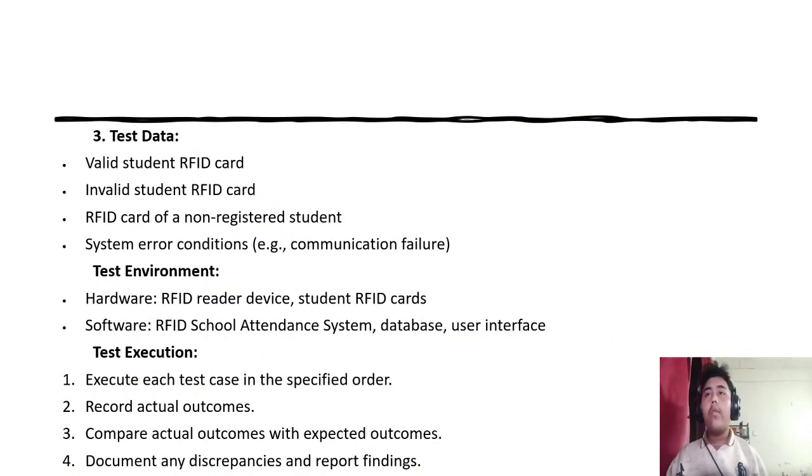So for this test execution, we're going to execute each test case in a specific order. For example, validation of student RFID, invalid student RFID, RFID card for non-registered student, and system error condition. And we're going to record the actual outcome and compare it with the expected outcome. I expect that this system is going to work smoothly without any error. The fourth one is document any discrepancy and report findings. So we're going to make a report about this system and send it to our client.